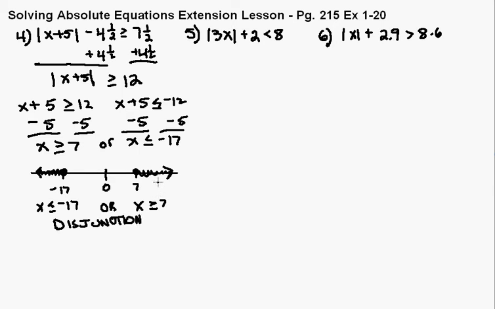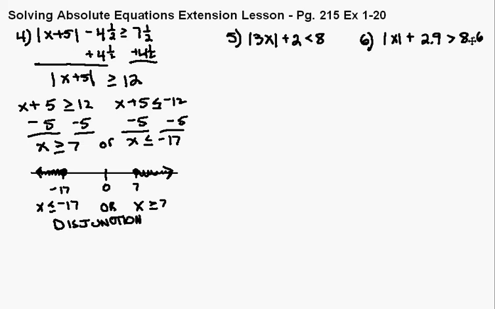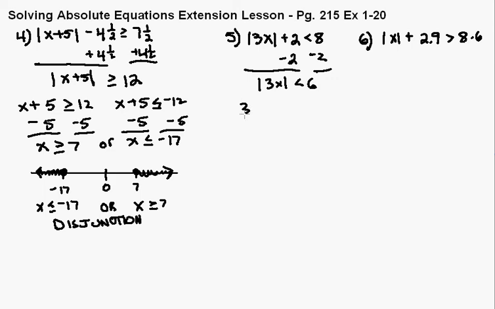Okay? Looking at number 5. So looking at number 5, here again isolating the absolute value, I will subtract 2 from both sides of the inequality. So I have the absolute value of 3x is less than 6. This creates two inequalities. I have 3x less than 6, 3x greater than negative 6.